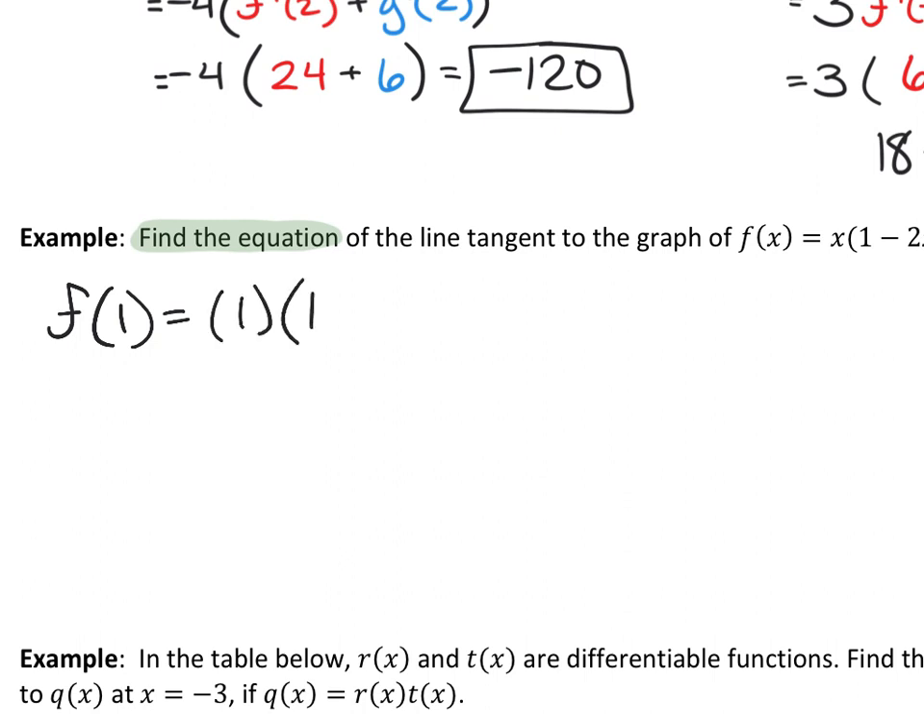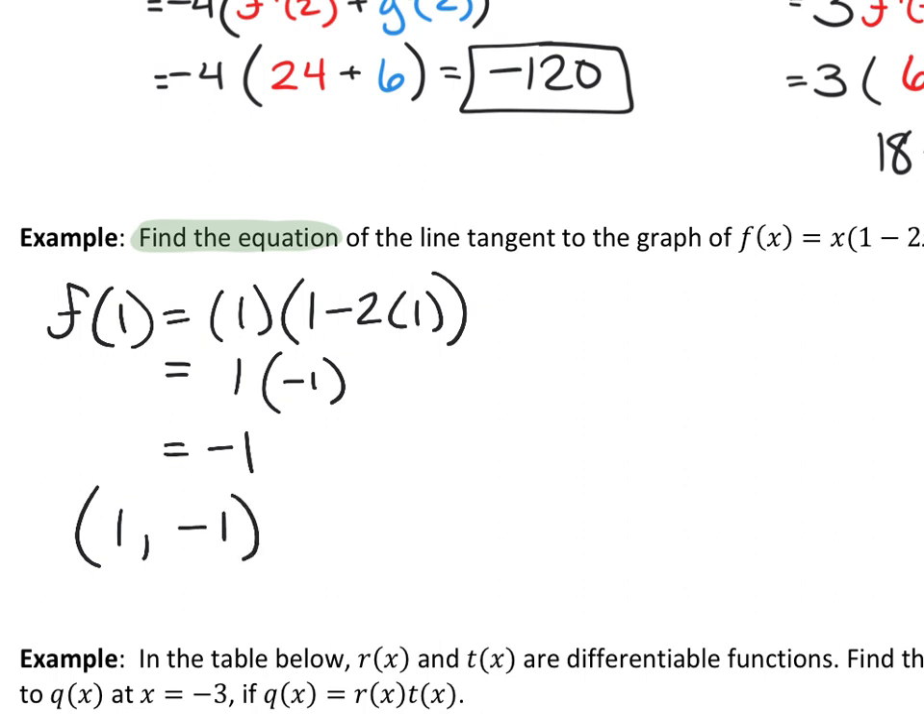Because x is 1, all I'm going to do is plug in a 1 everywhere there was an x, which would be 1 times 1 minus 2. So 1 times 1 minus 2, which is negative 1. That would be negative 1. So I have a coordinate point, 1 comma negative 1. We feel good about that step.